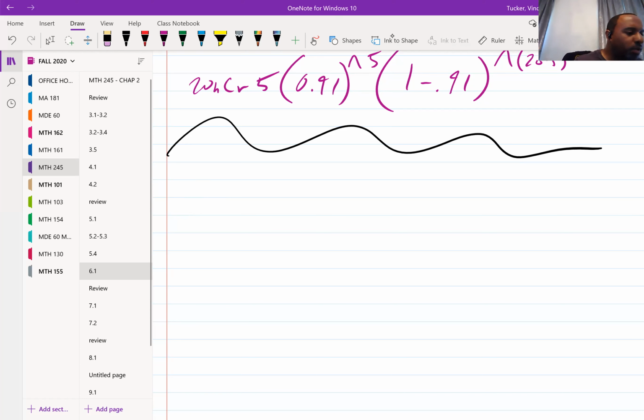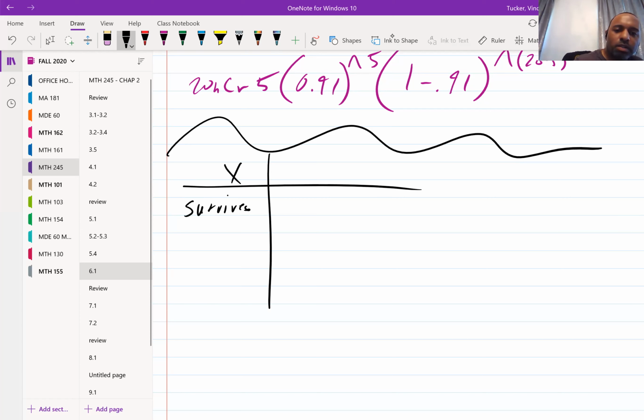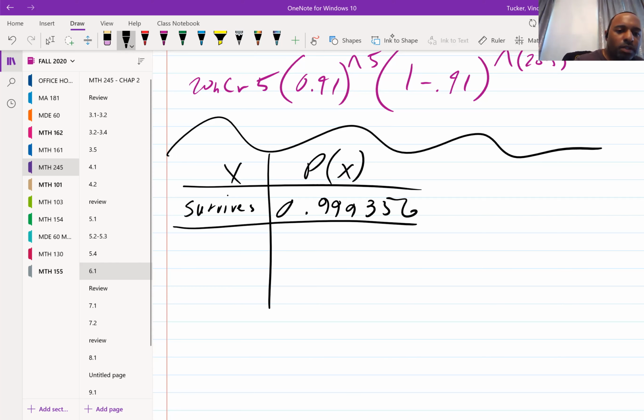So we had to set up one of those probability charts. We're talking about survives. So mine is 0.999356. And then the probability that she dies is going to be 1 minus that, which is 0.000644.